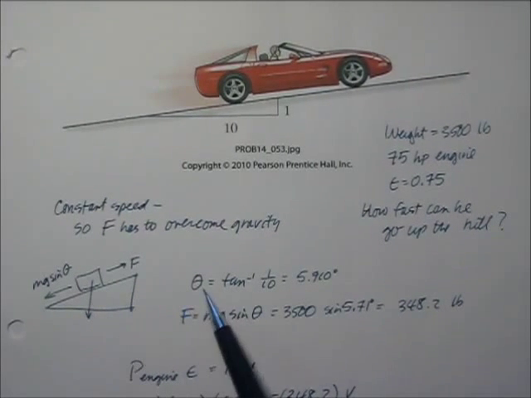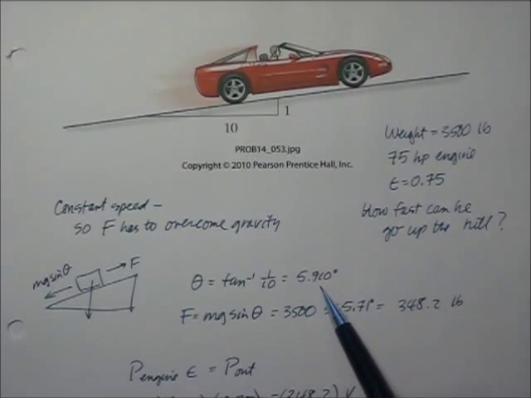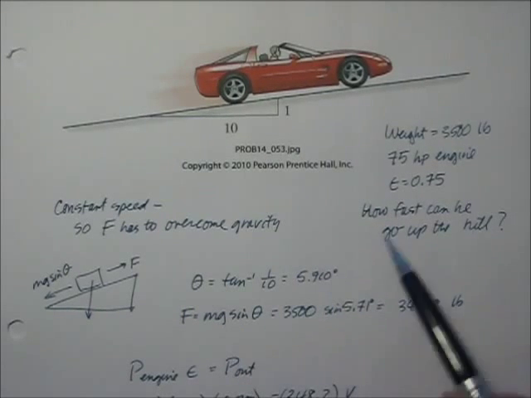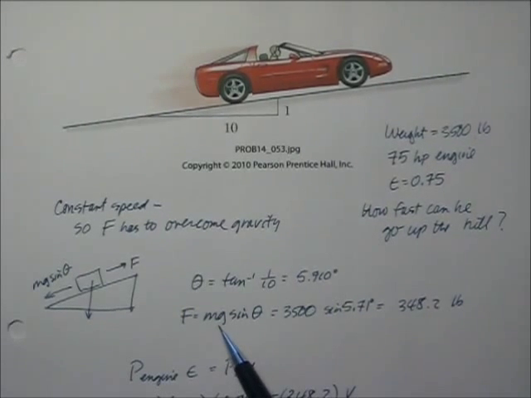The angle that we're looking at is a tangent of 1 over 10, so it's 5.7 degrees. So the force is equal to mg sine theta, which is 3,500. That's our mg, the weight is mg. Sine theta is that. And we get 348 pounds required to go up the hill.